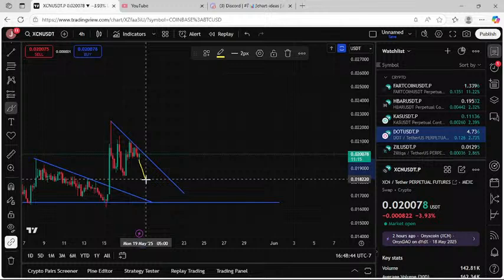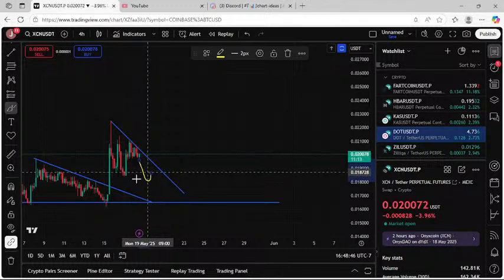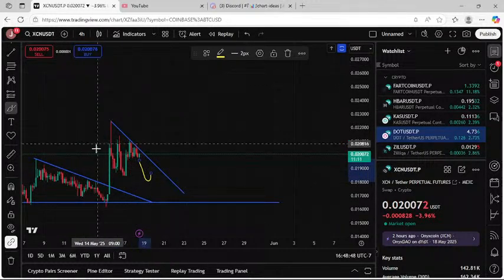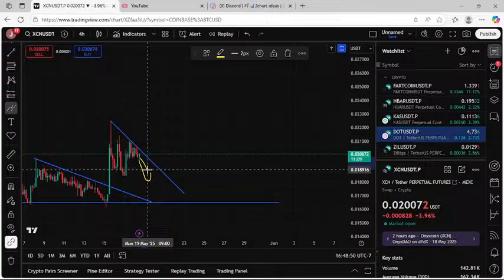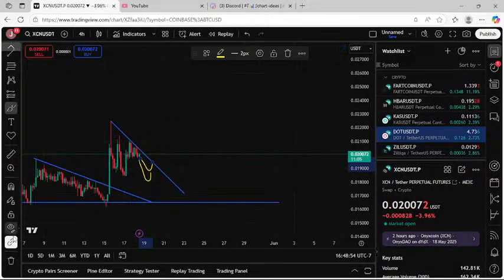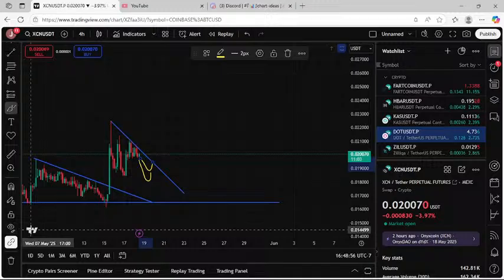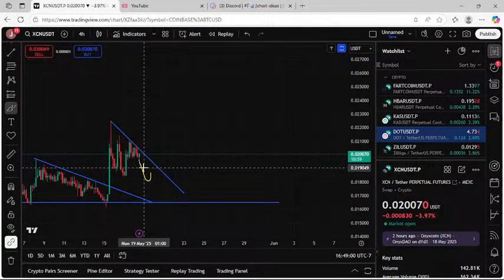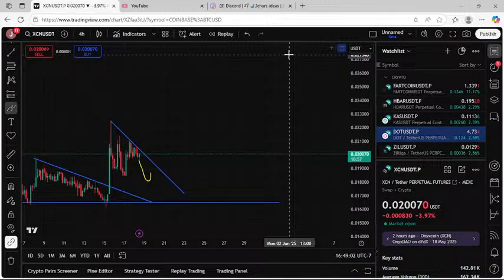If you go here, then it's a confirmation of going down. If you come and stop about here and come up, that is your confirmation of strength, because the higher low will take you higher. So that's what you're going to want to look for.